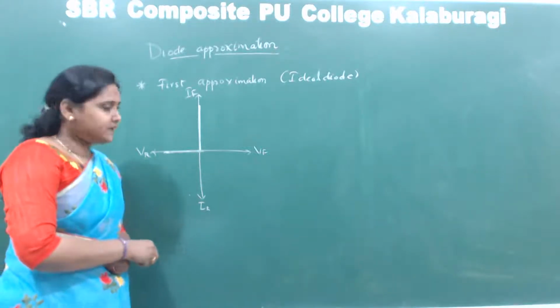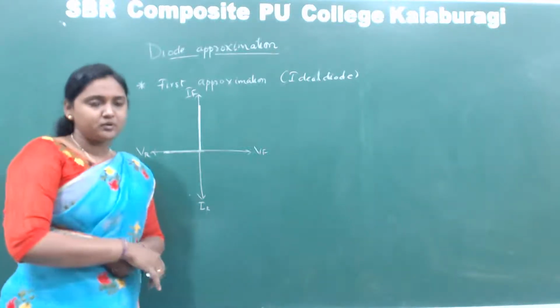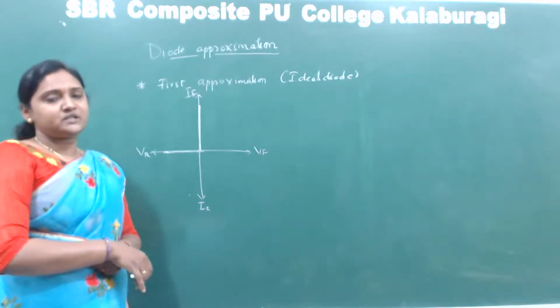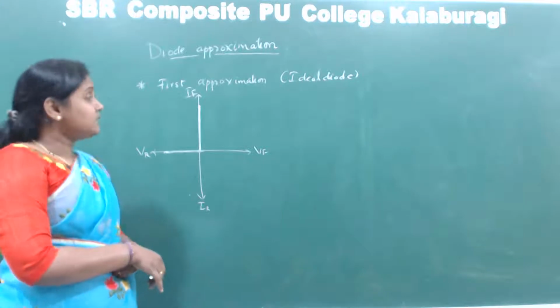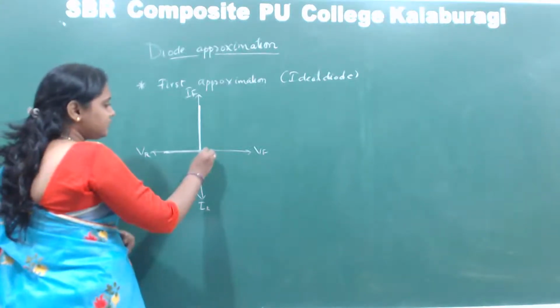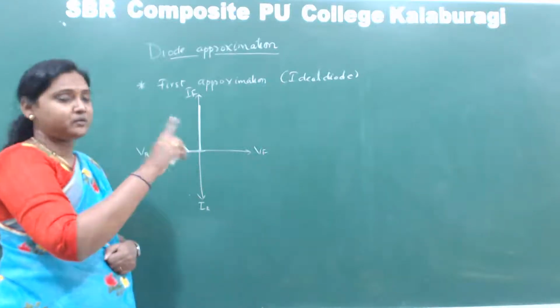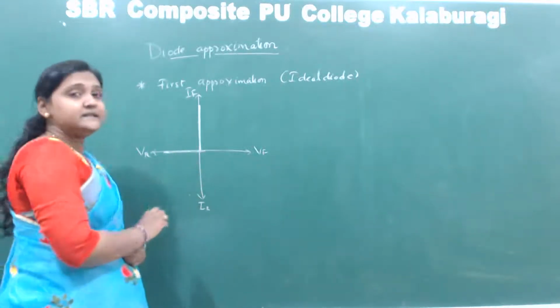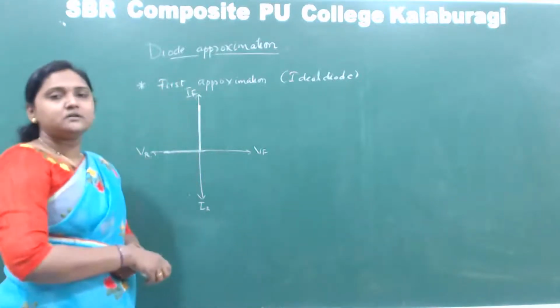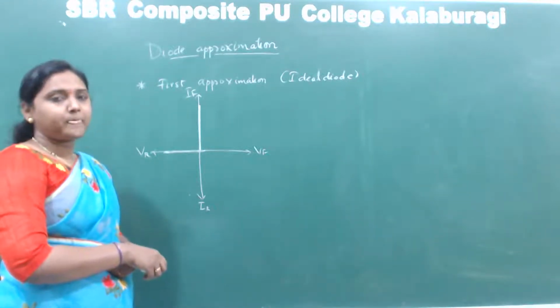Why is this delay appearing? This delay is normally appearing due to the knee voltage, otherwise the cut-in voltage, otherwise the barrier voltage, VB. So in the ideal case, we consider that there is no barrier voltage. Immediately the voltage is applied, that means even for 0.1, even for the least value of the applied voltage, it should turn on. It should give current flowing.